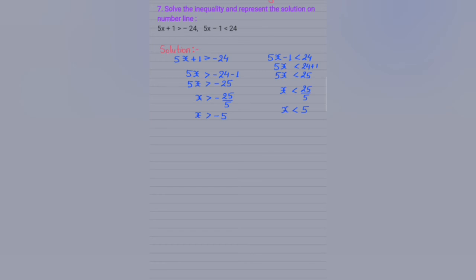We know for less than or greater than, we make a hollow circle on the number line, and for less than equal to and greater than equal to, we make the dark circle on the number line. So this is a number line.